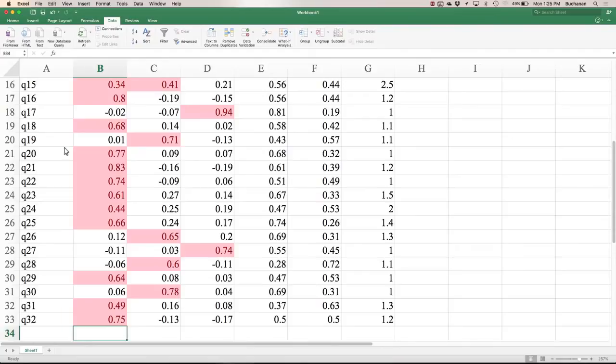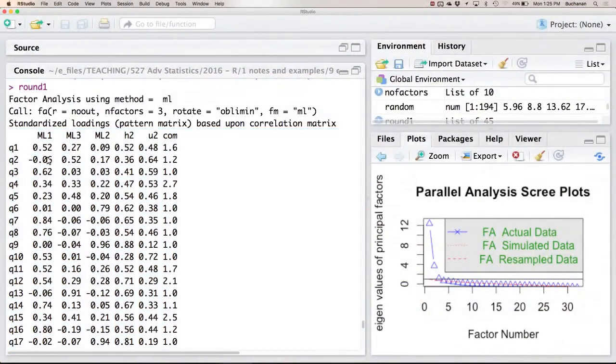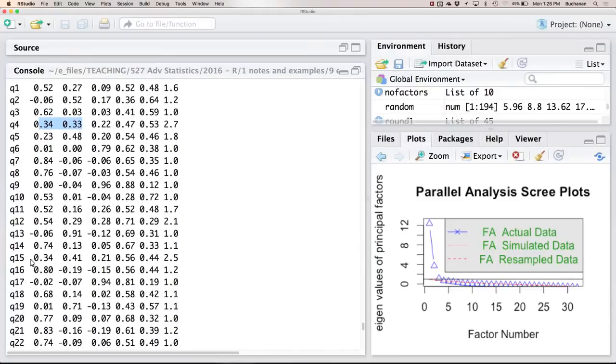That Excel thing is like, well, that's too much for me. I don't want to do that. You can look at one line at a time. The tricky part is don't look at H2 or U2. Right? We're just looking at the first 3 here. So question 4 is bad because it's got 2 3s, and 15 is bad because it's got 3 and a 4.